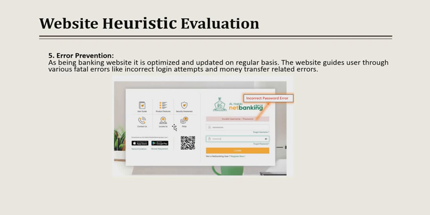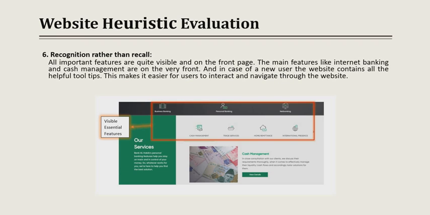Fifth one is error prevention. If there is an error on the website, it is very responsive in diagnosing it and telling it to the customer, so the customer is aware of what is going on on the website. Sixth one is recognition rather than recall.